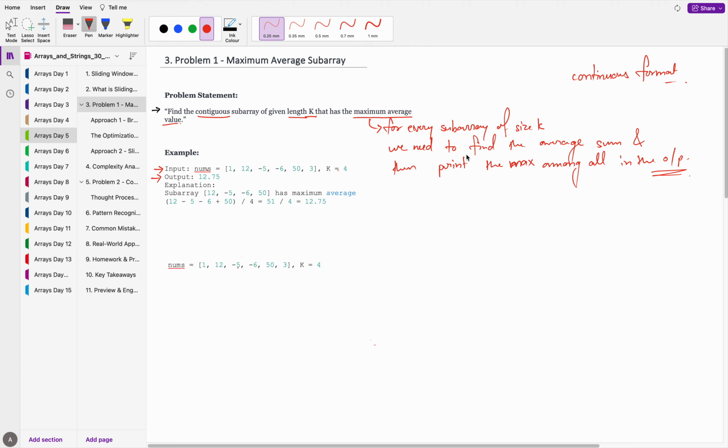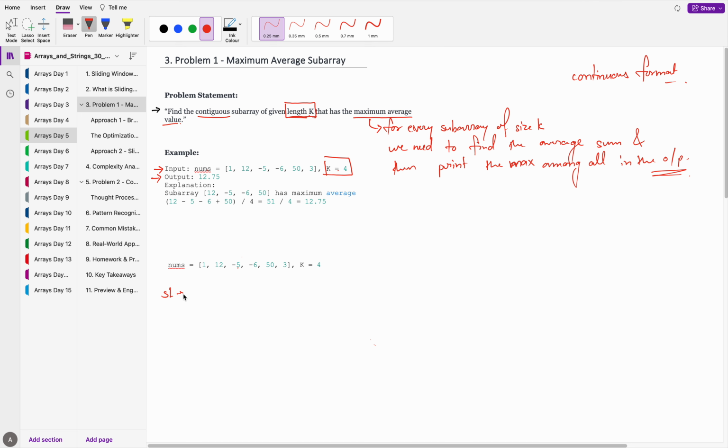There are too many subarrays possible. But here it is specifically given: subarray of length k, which is 4. So first tell me in the comment how many such subarrays of length 4 are possible for this particular array. Let's see how many subarrays there are.